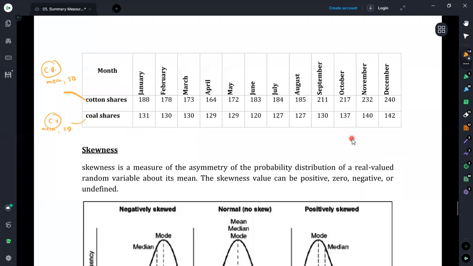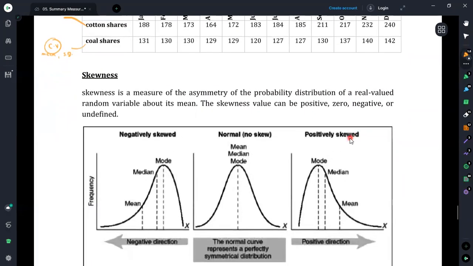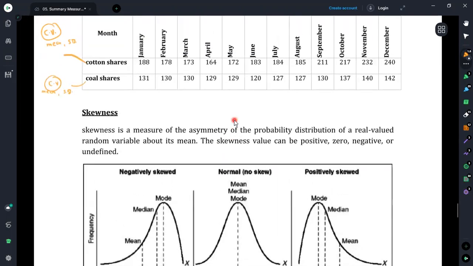Now we will move to skewness. This is another measure that we are discussing for a distribution. First, we discussed the measures of central tendency, and then we discussed the measures of variation. Now we will discuss the measures of skewness.